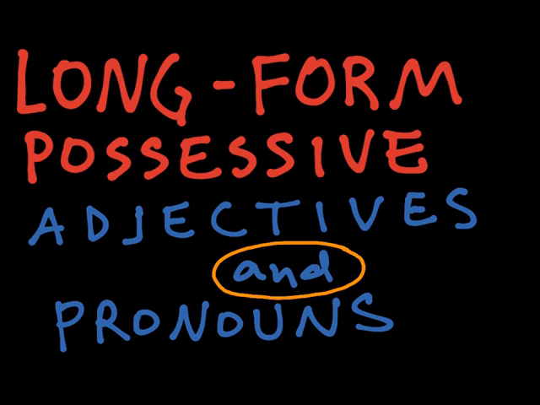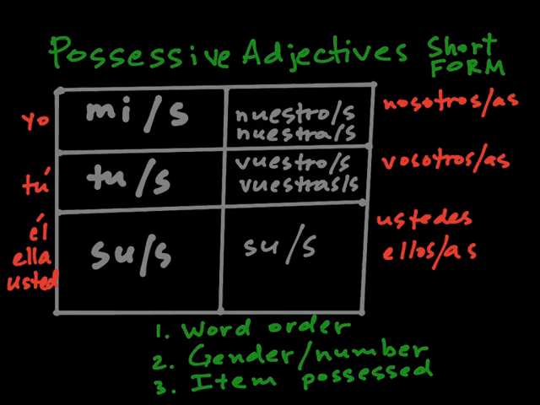Hola chicos, today we are going to discuss the long form possessive adjectives/pronouns. Why are they pronouns? Because they can be used as pronouns in Spanish. You already know Spanish possessive adjectives and we're going to review them briefly, and then we're going to move on to the long form possessive adjectives.